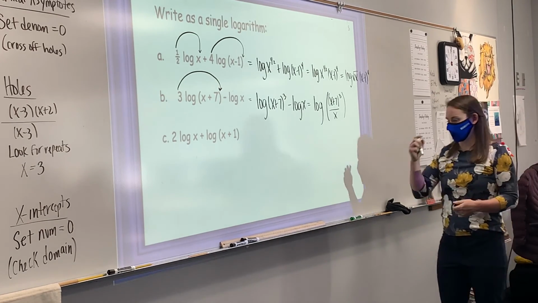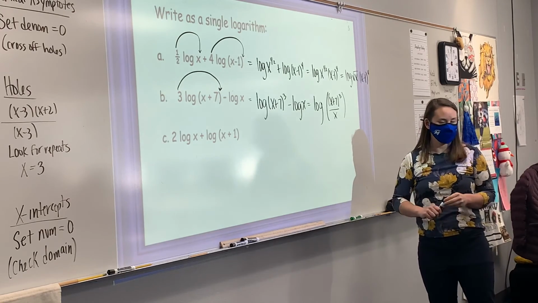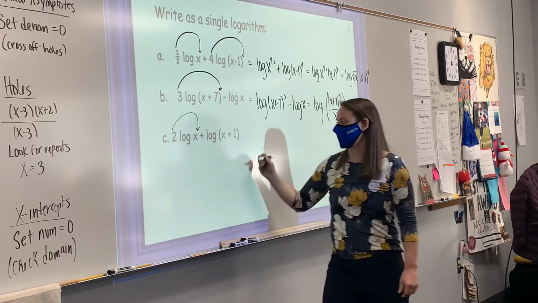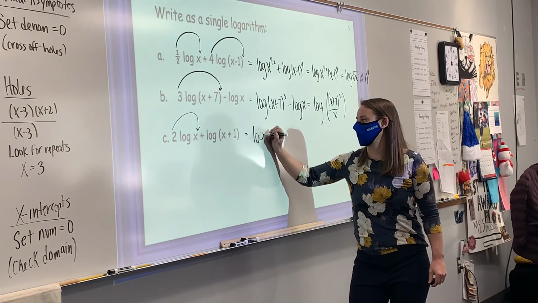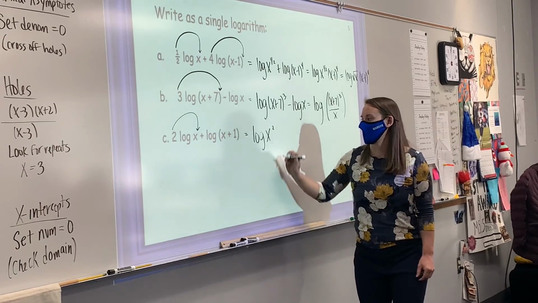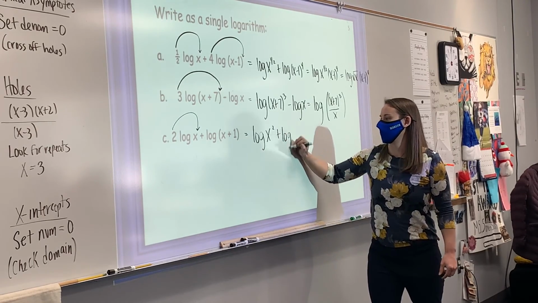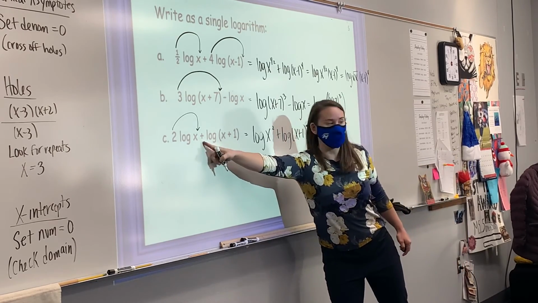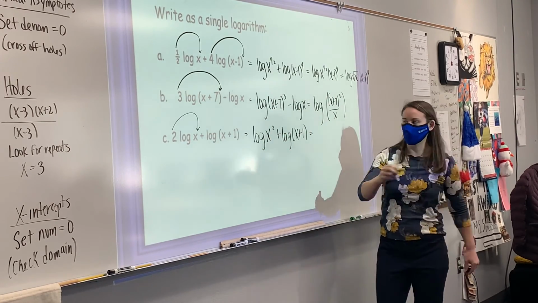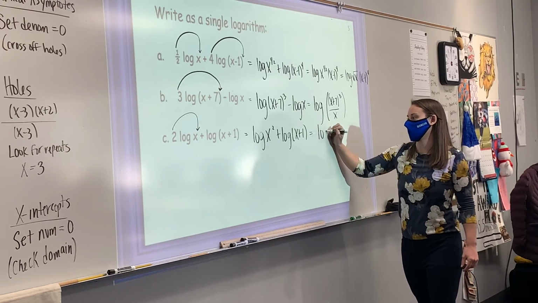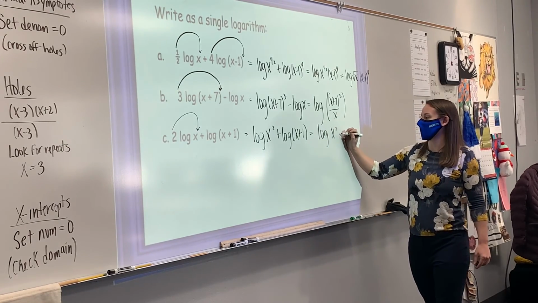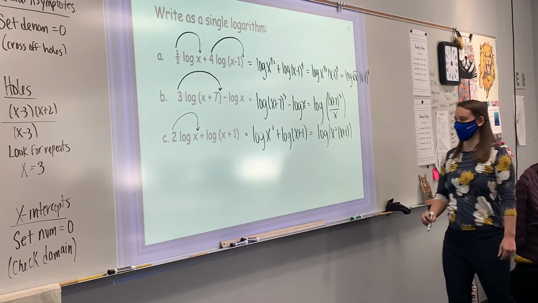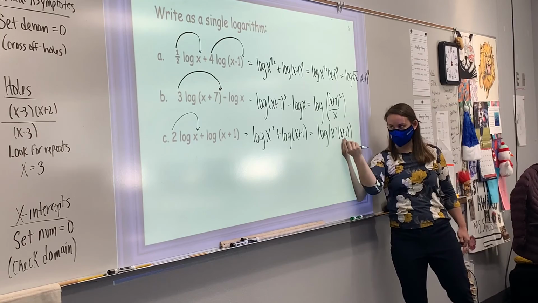All right, you got a lot of blank stares, so I'm assuming you're done. So we're going to take this 2 and bring it up. So this becomes log of x squared plus log of x plus 1. Then we realize that this is plus, so it becomes multiplication. So this is going to be log of x squared times x plus 1. You don't need that double parentheses, but you're basically saying it's this times this.